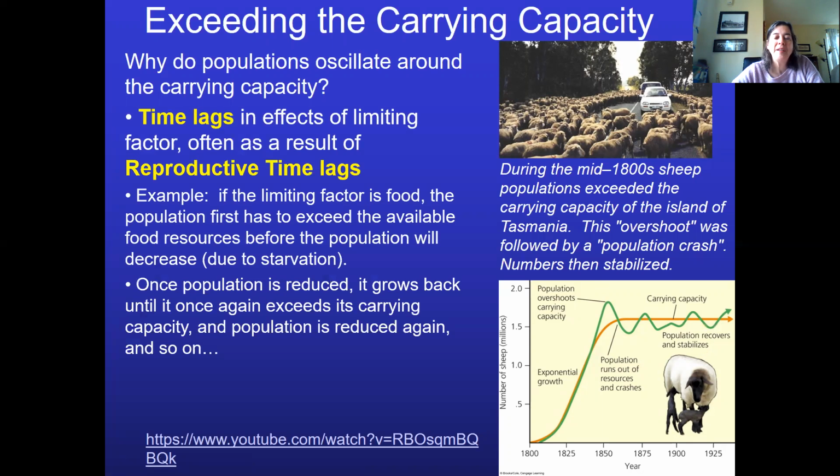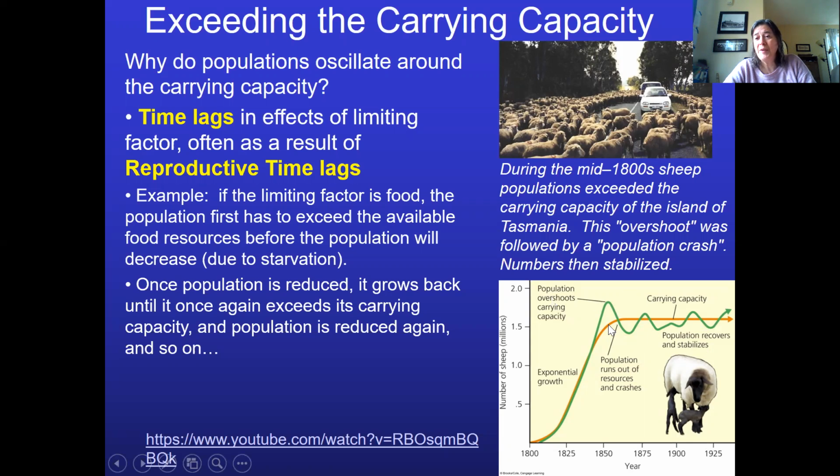So there's a few things that go on here. One is a time lag. It's going to take a while before your population starts to come down because you've exceeded your resources. There's also going to be a reproductive time lag. So if the limiting factor is food, the population first has to overexceed that. And then as the population starts to go hungry, you'll slow down your population growth. Normally what happens is that you will start to oscillate.